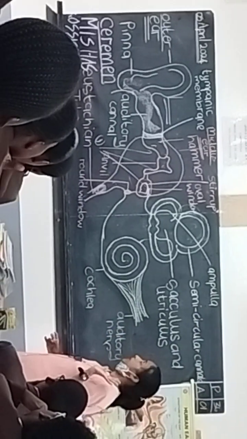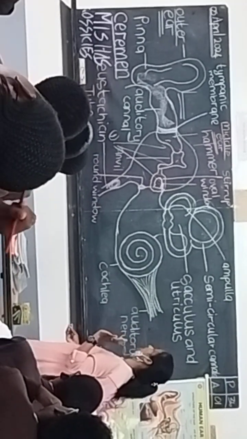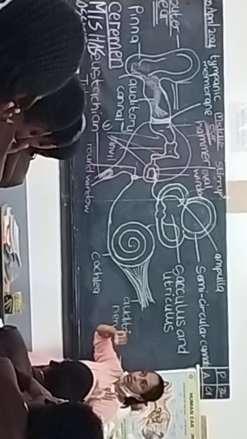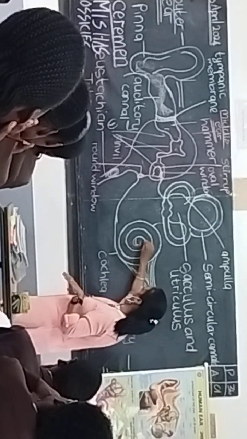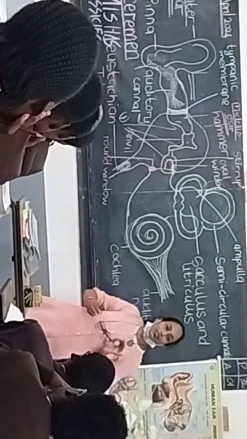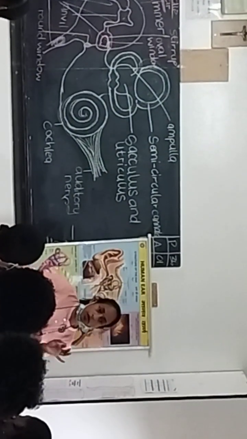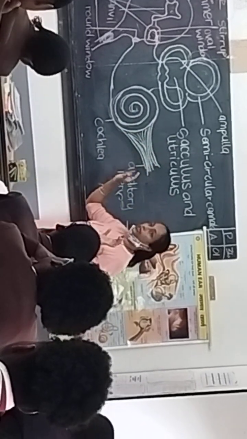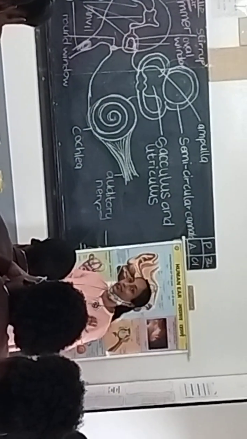You understood that? Okay. Then comes the next structure, which looks like a snail. You know what a snail looks like? The pattern is like that of a snail, and that structure is called the cochlea. The way you pronounce it is correct. It should be cochlea. Cochlea is connected to a nerve that is called the auditory nerve.